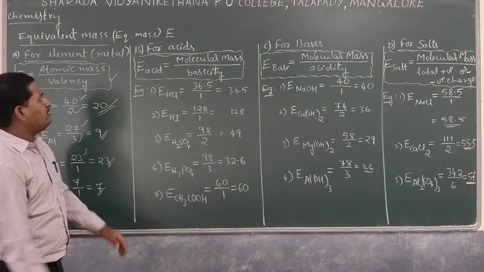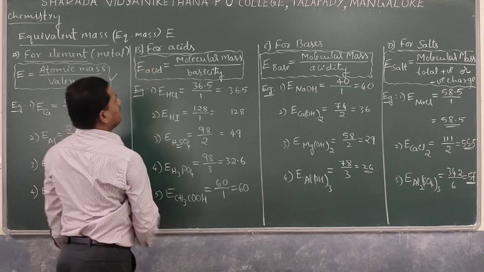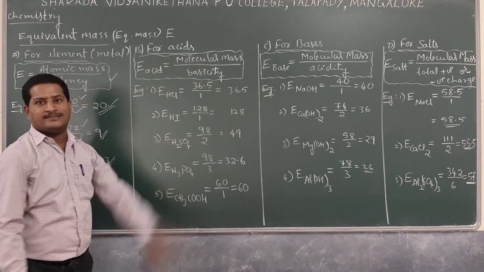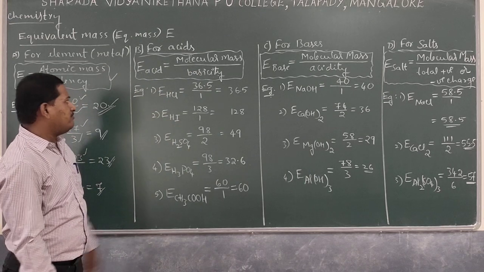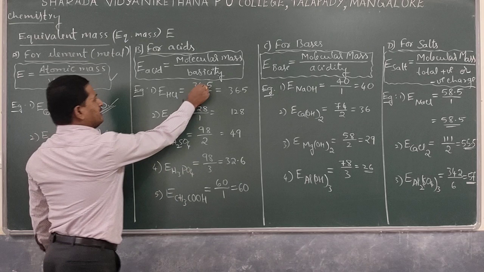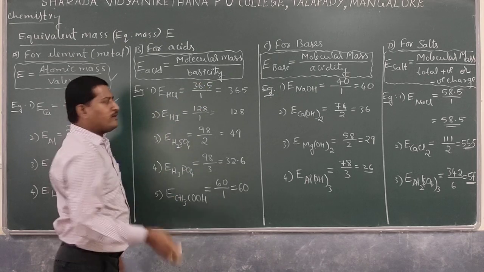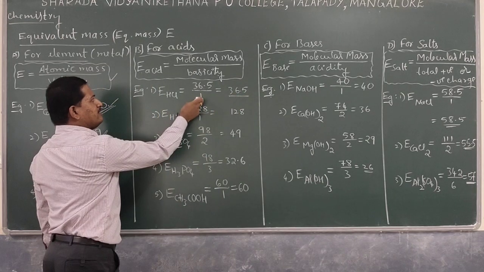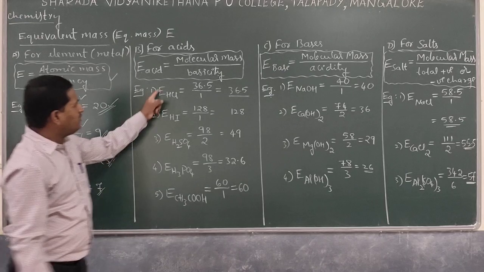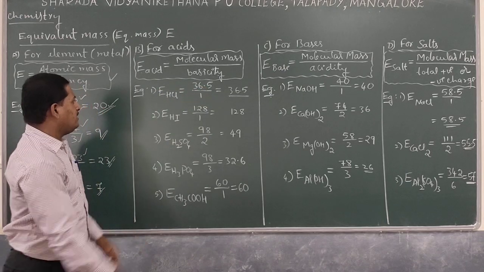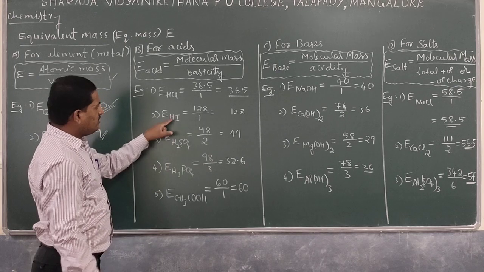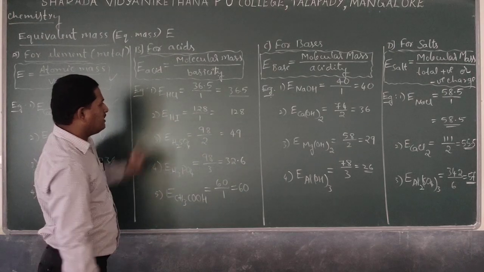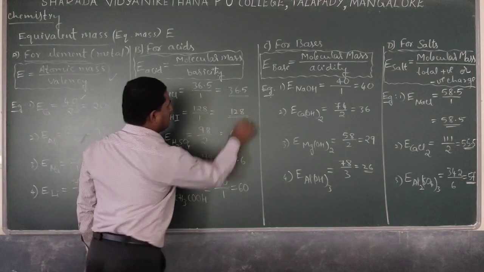Next comes acids. Here we use the formula: equivalent mass of acid equals molecular mass of the acid divided by basicity. Let us go with a few examples. We have HCl. Molecular mass of HCl is hydrogen 1 plus chlorine 35.5, which gives 36.5, divided by 1, exactly 36.5. The basicity of HCl is 1. Next, HI, hydrogen iodide. Molecular mass of hydrogen iodide is 1 plus 127, that is 128, and basicity is 1. So 128 divided by 1 is 128.